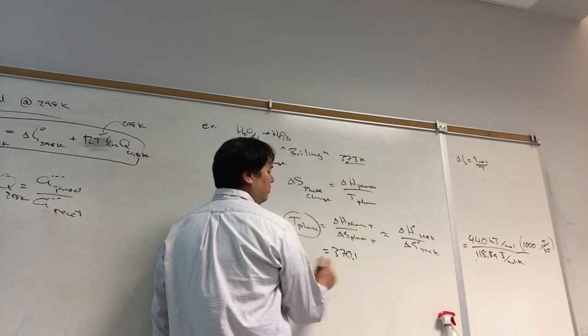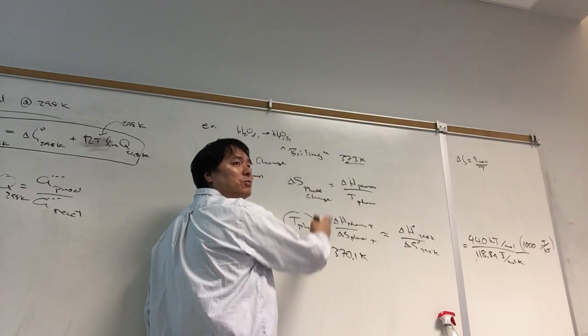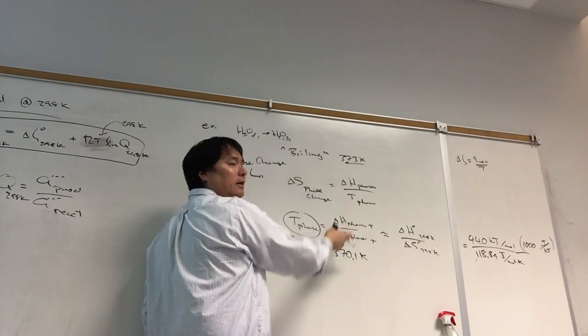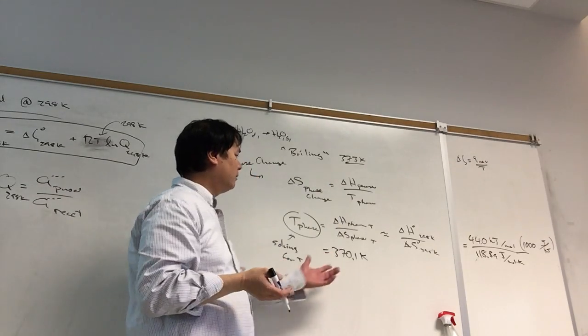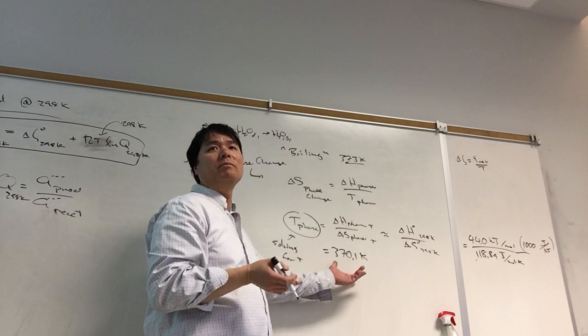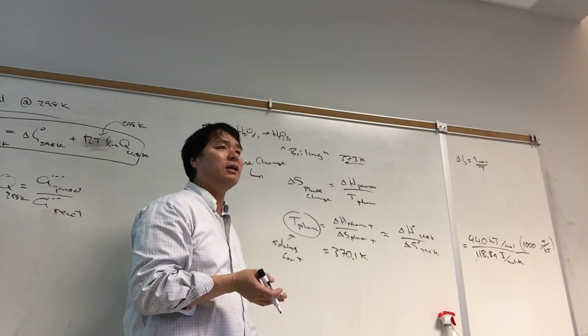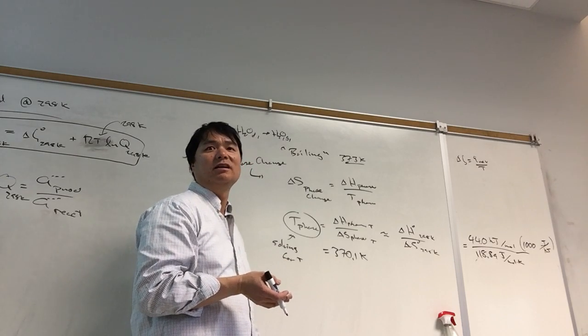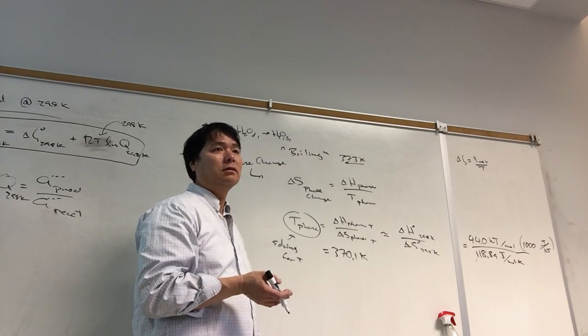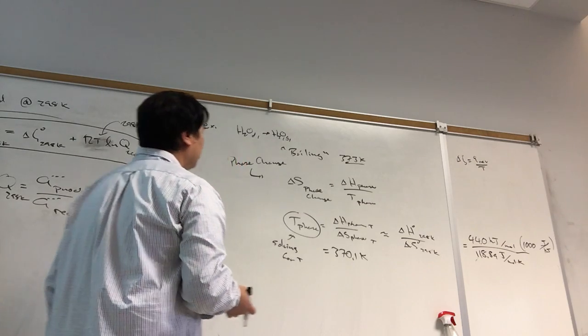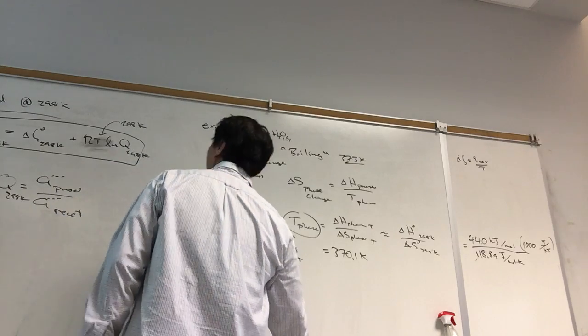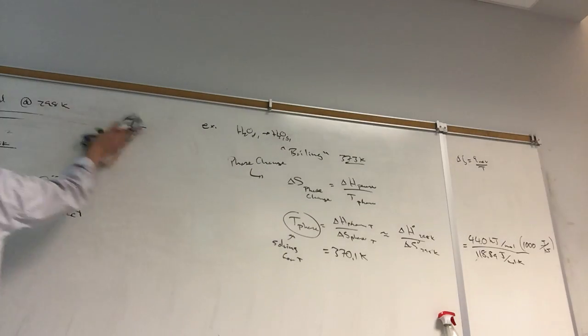370.1. So we're off a little bit because we know water boils at 373. The boiling point that we get by using this is 370.1, but then again we're using delta H at 298 and delta S at 298, right? So it's off a little bit, but that's okay. Yeah, it's okay.